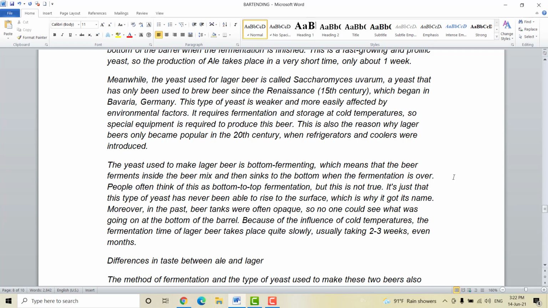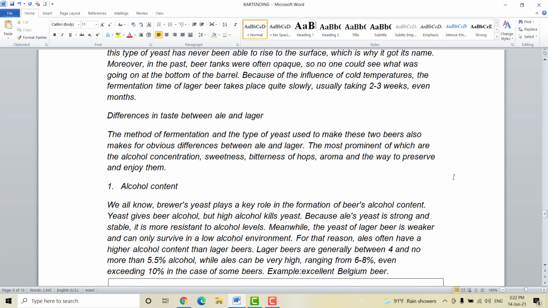Because of the influence of cold temperatures, the fermentation time of lager beer takes place quite slowly, usually taking 2 to 3 weeks, even months.